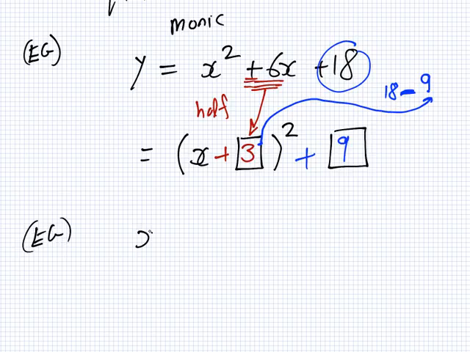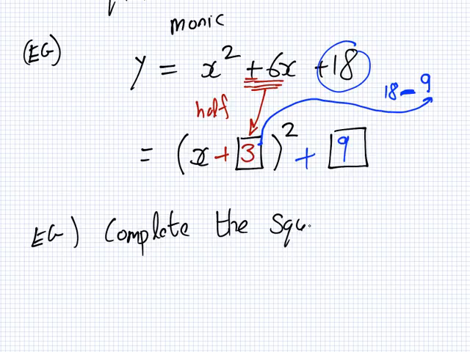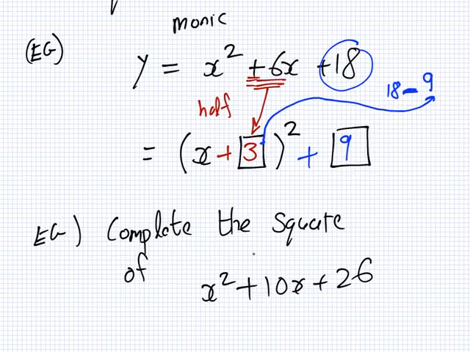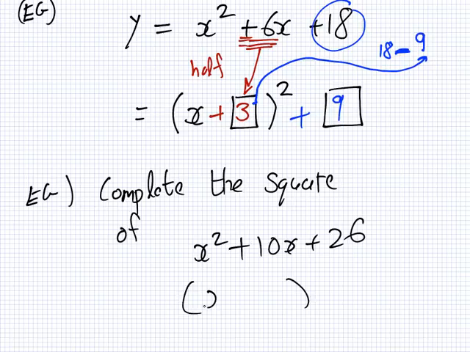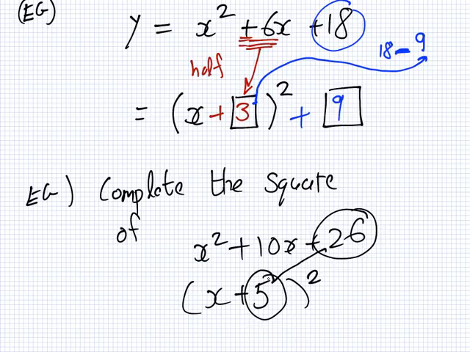So the question would have been just complete the square of whatever. Let's do this one next, x squared plus 10x plus 26. Okay, so what goes here? 5, yeah. Squared. Now, it's 26 minus 25, so that's 1. And that's it.